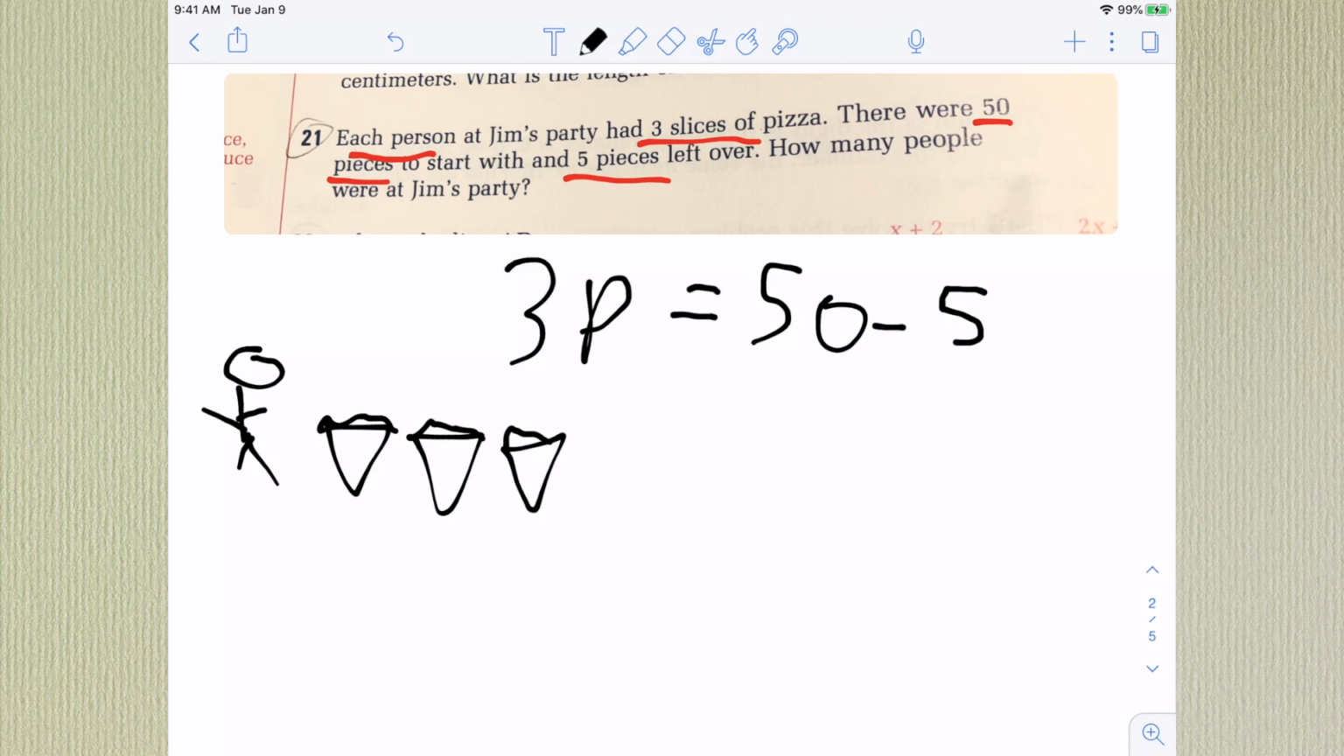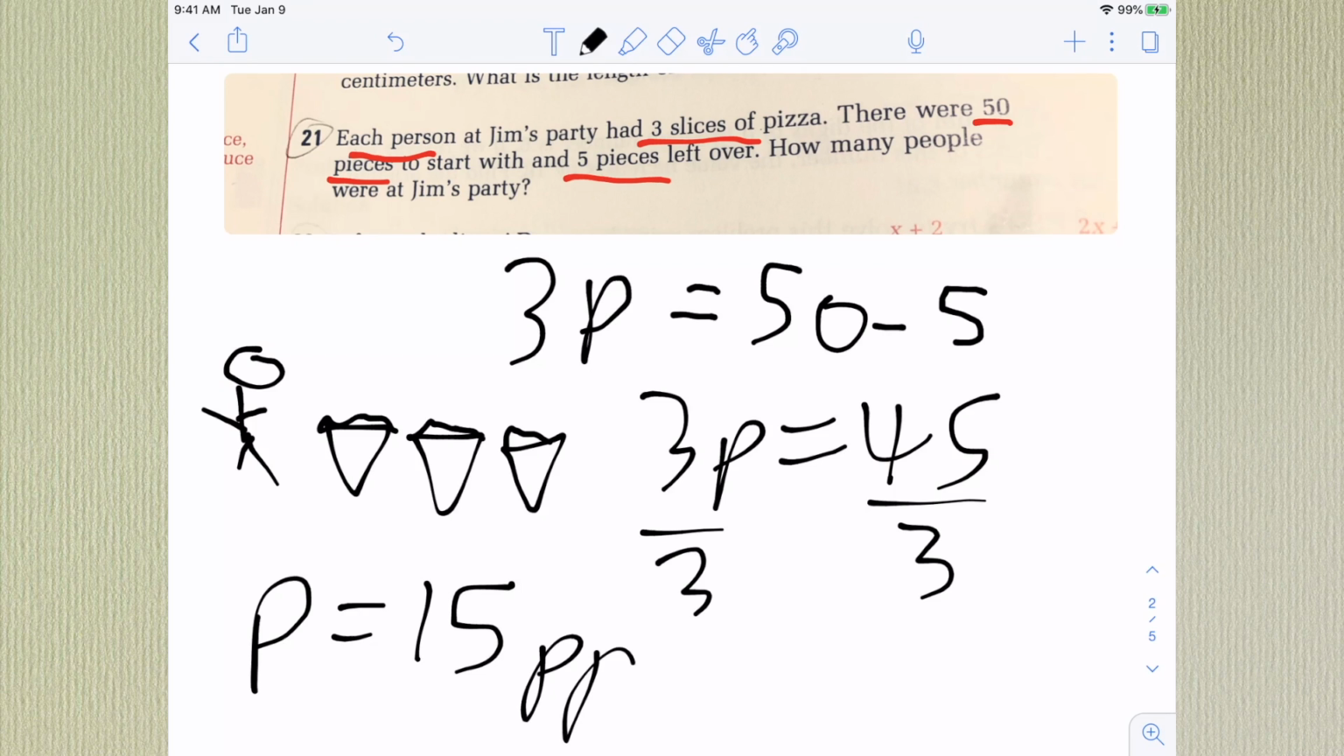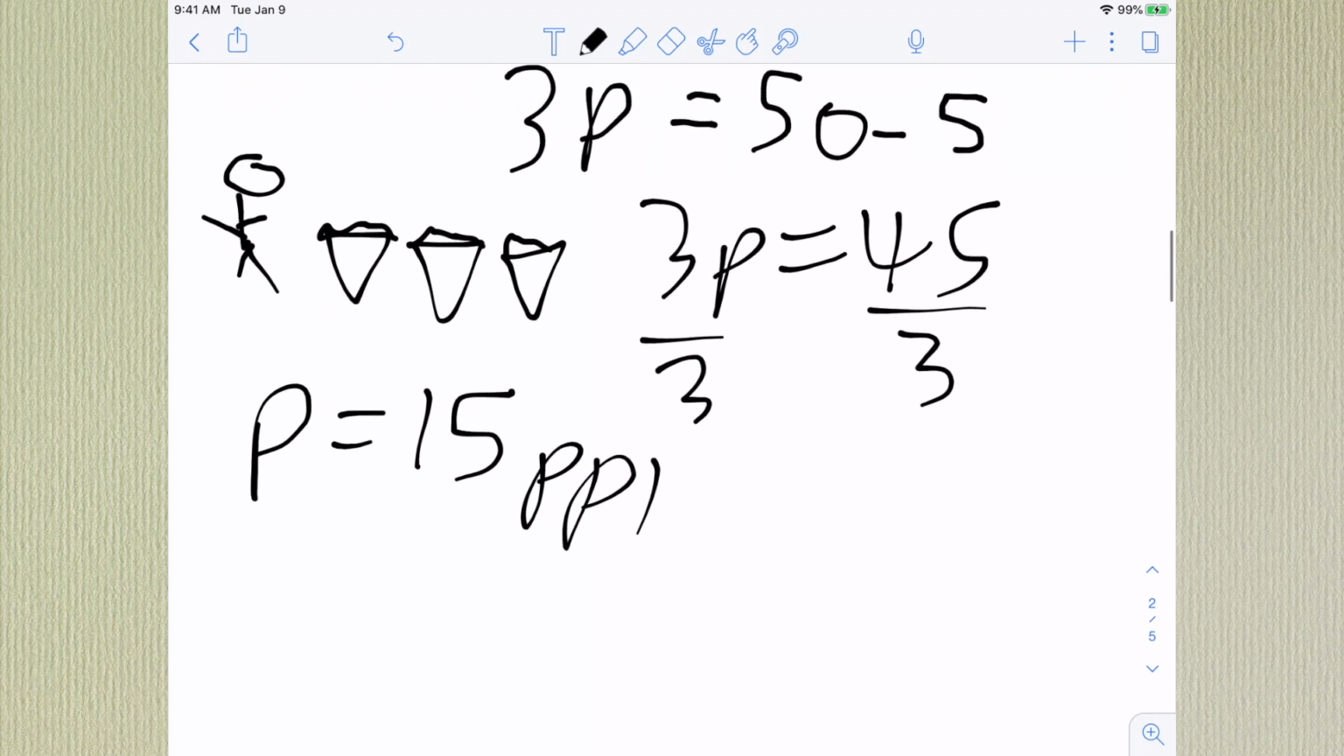So therefore, what we get is 3p equals 45. Then we want to divide by 3 on both sides. And we get p equals 15. That's how many people were at the party. Great job.